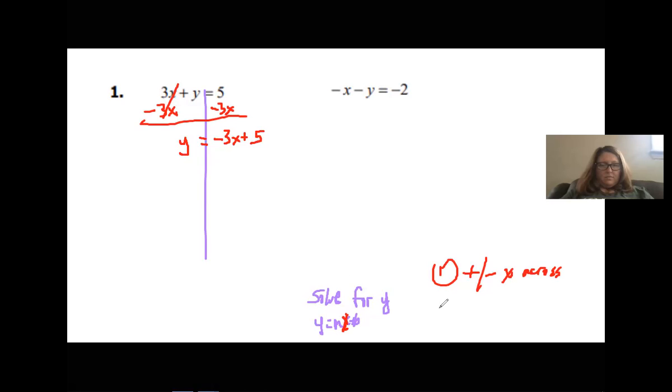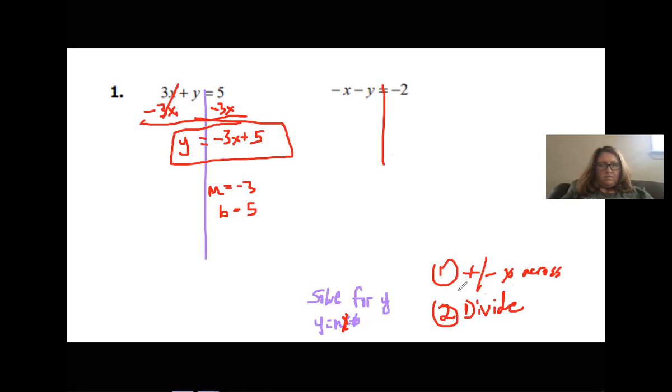Okay, now the last step is to divide the y coefficient out. And in this case, the coefficient here is 1. And so I could divide both sides by 1, but I don't need to. So this is done. Okay. My slope is negative 3, and my y-intercept is 5. That's it.